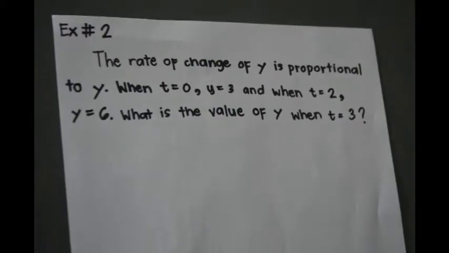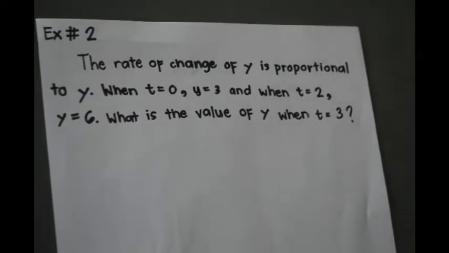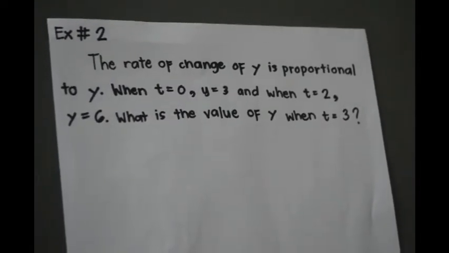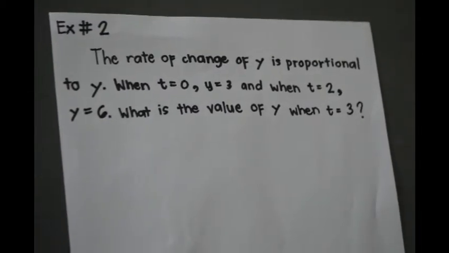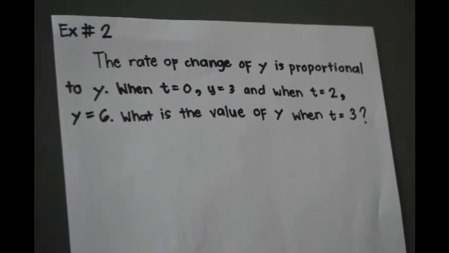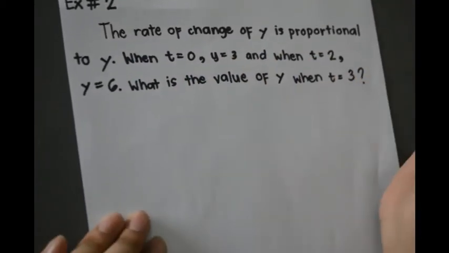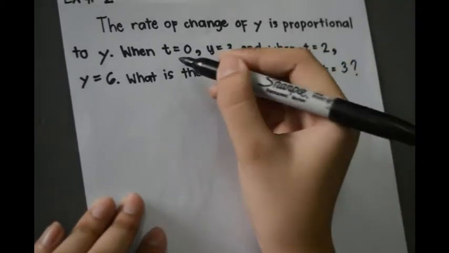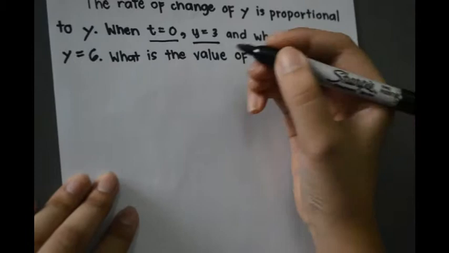The rate of change of y is proportional to y. When t is equal to 0, y is equal to 3, and when t is equal to 2, y is equal to 6. What is the value of y when t is equal to 3? In this example, we will use the initial condition, t is equal to 0 and y is equal to 3.